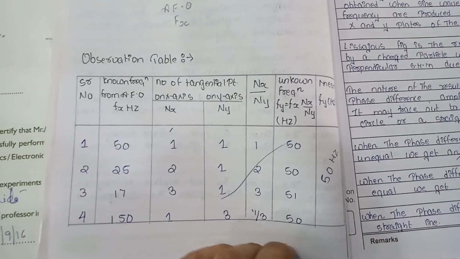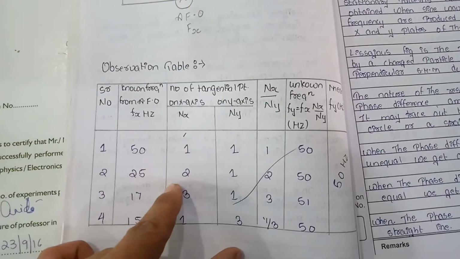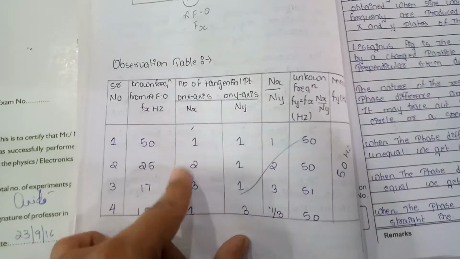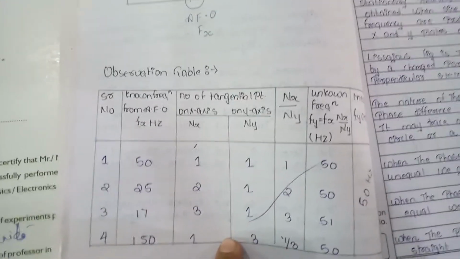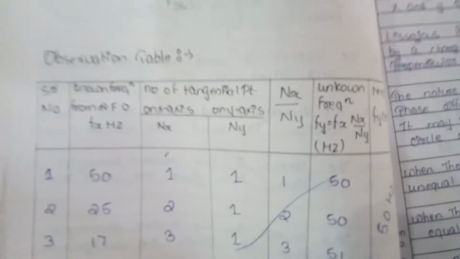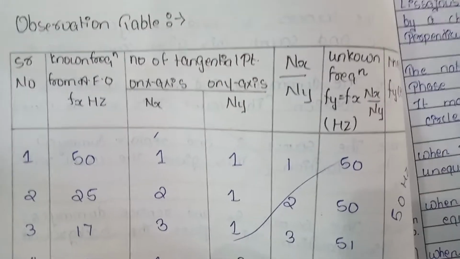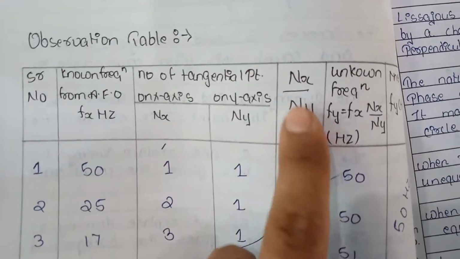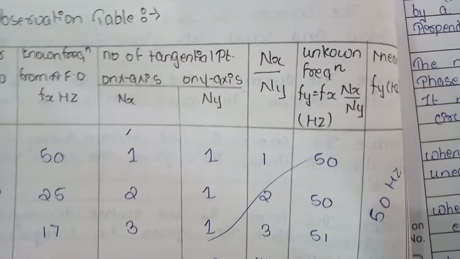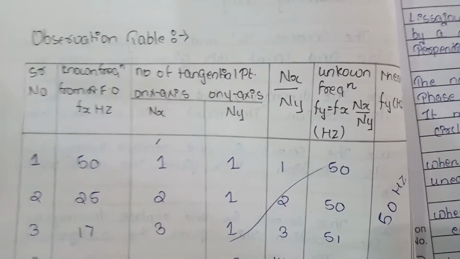So these are the readings of the first part and you can see the circuit. You can see that they have kept it at 50 hertz and nx is changing. ny is constant for the first 3 readings. For the fourth reading they have changed the y-axis also, but we will not consider that. We will consider the first 3 readings. You can see the number of tangential points are 1, 2, 3, and you have to take the average of that and find the average frequency, that is 50 hertz. So this is all about the first part.